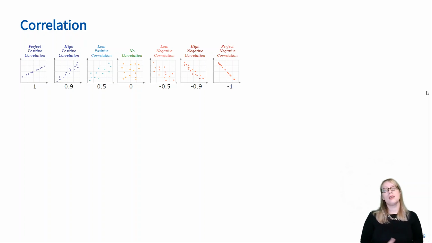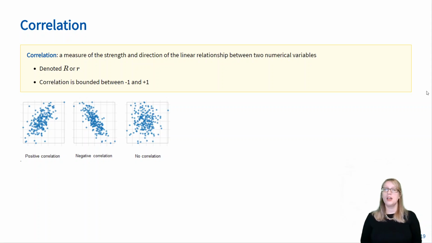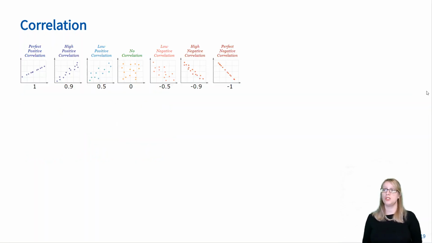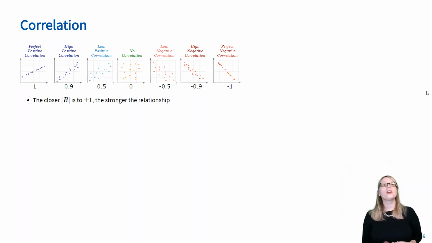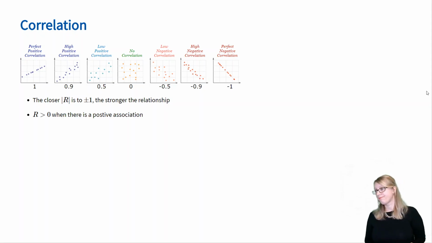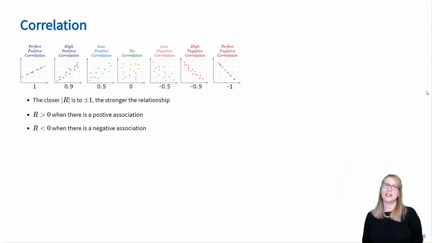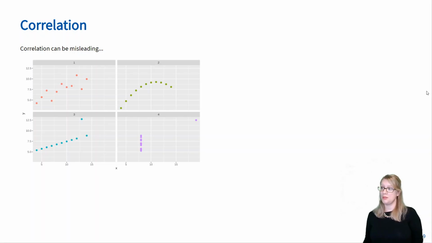Now, the key thing to keep in mind here is that correlation measures a linear relationship. So it doesn't tell us much about, say, a curved relationship between two numerical variables. We should only use it when there is a linear trend potentially present. Again, the closer the absolute value of r is to +1, the stronger the relationship. r is greater than 0 when there is a positive association. r is negative, less than 0, when there is a negative association.